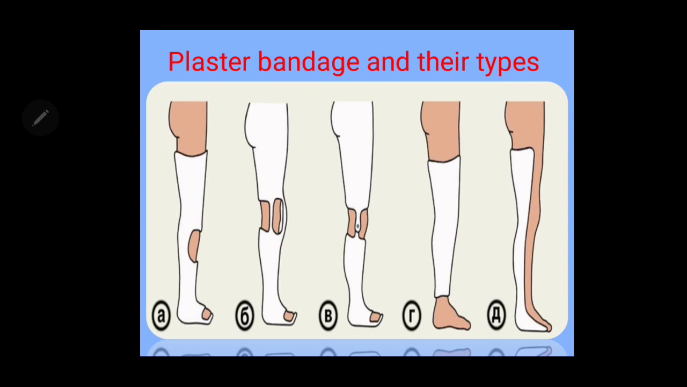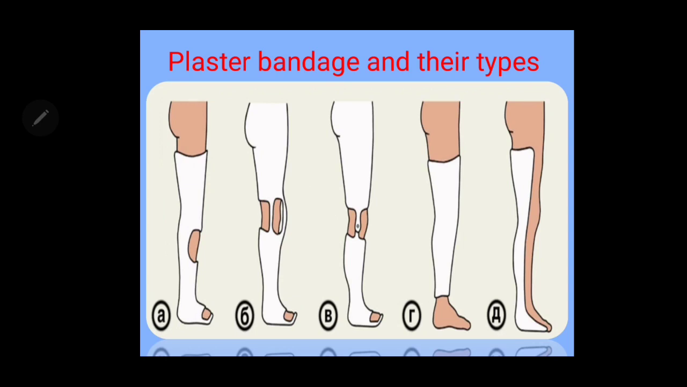Note that in some cases we apply not a cylindrical POP bandage, but a posterior cast, which is shown on the right part of the slide, or maybe an anterior cast, which is not circular but semicircular.